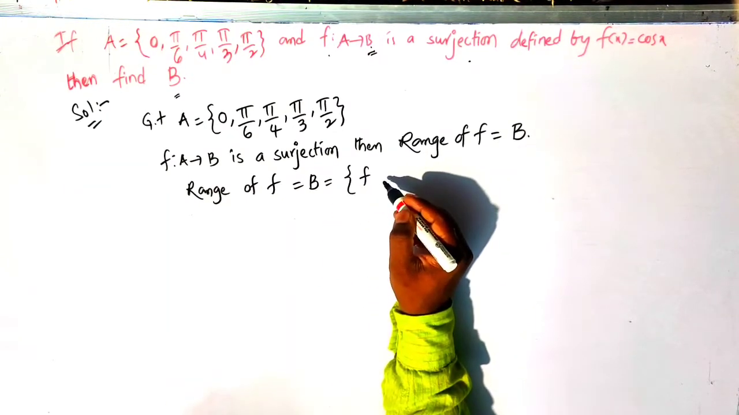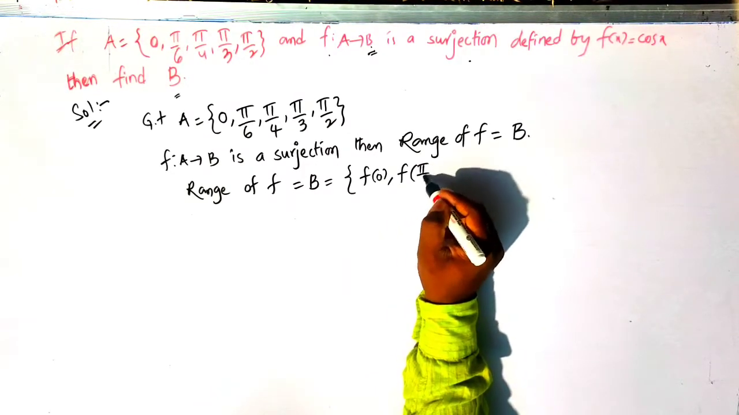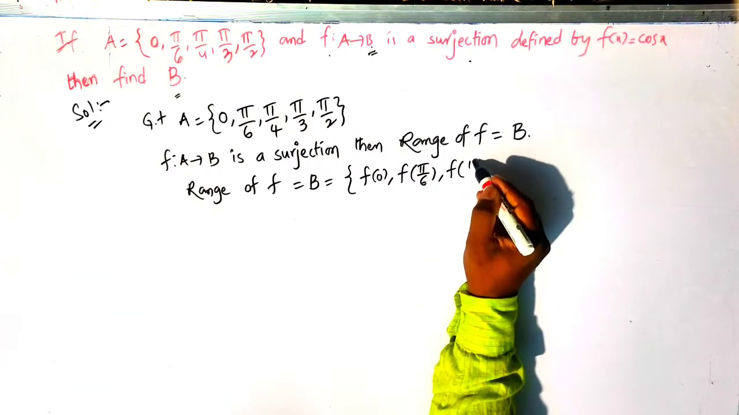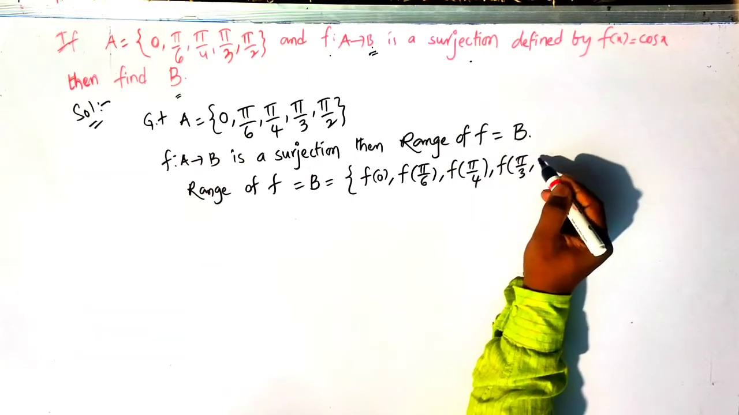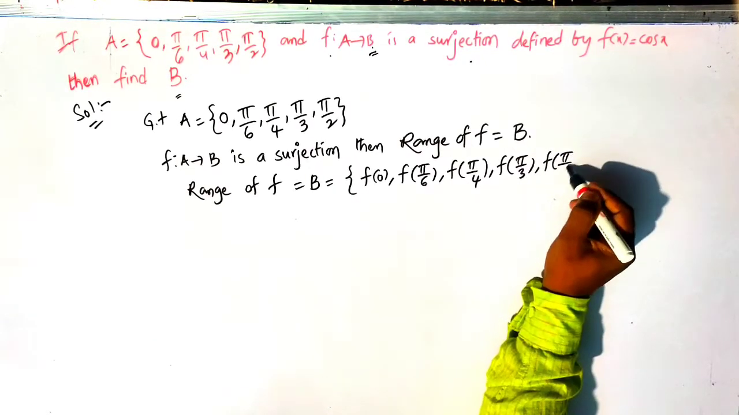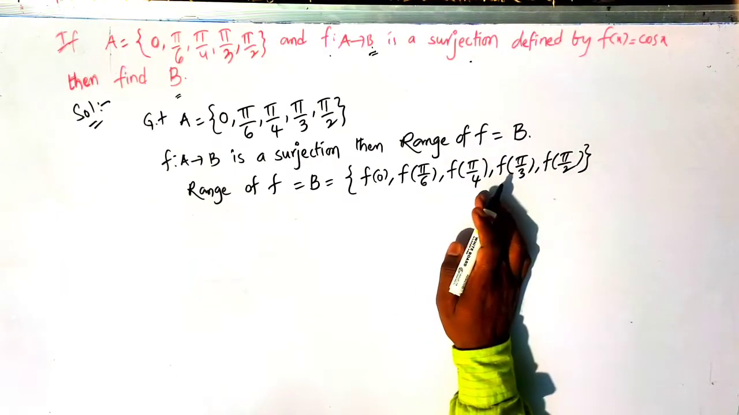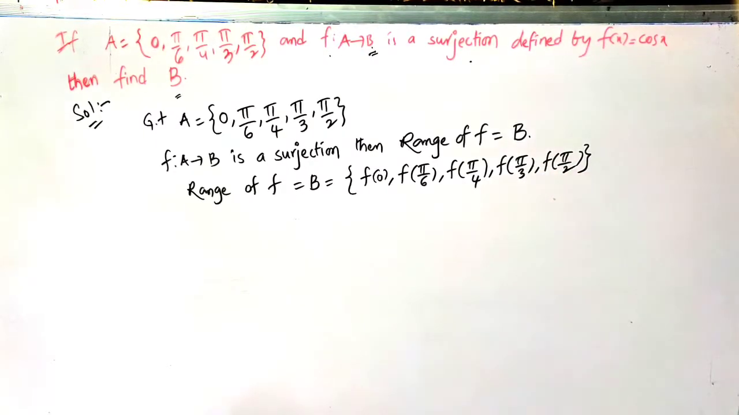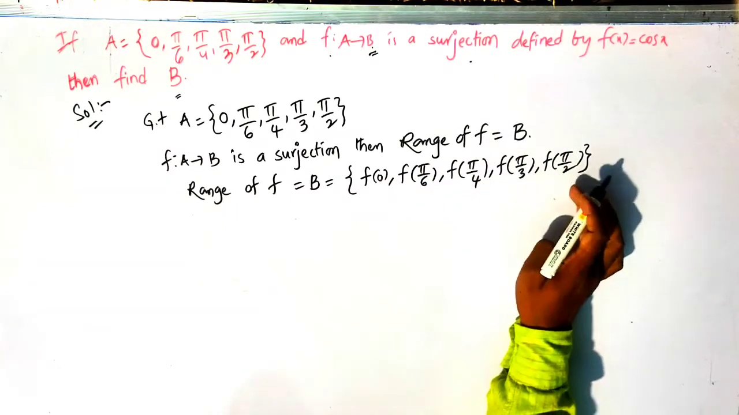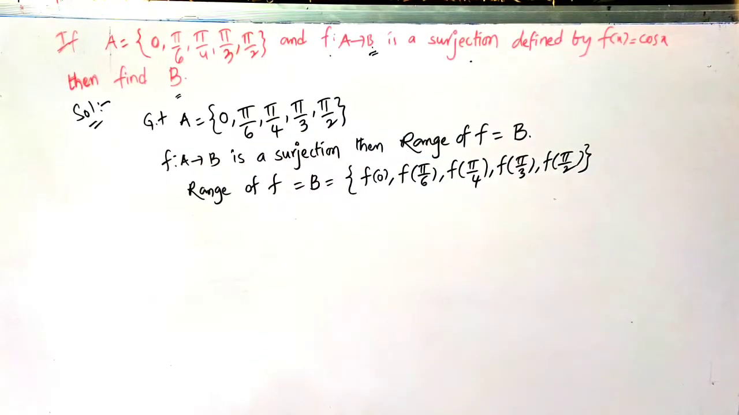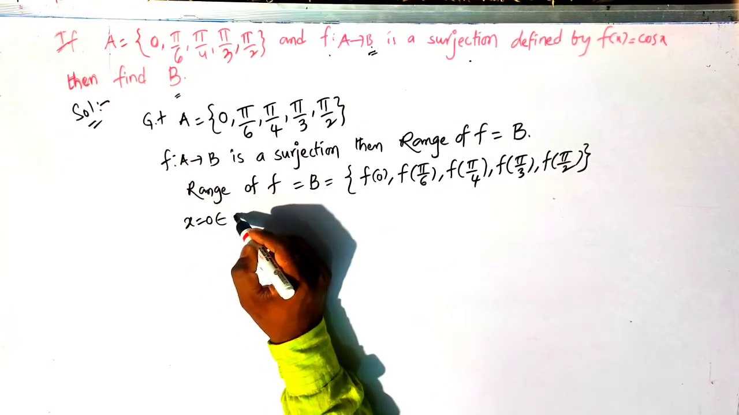That means here the f images are f of 0, f of pi by 6, f of pi by 4, f of pi by 3, f of pi by 2. Clear. Now we find f of 0, f of pi by 6, f of pi by 4, f of pi by 3, f of pi by 2. So these are inputs: 0, pi by 6, pi by 4, pi by 3, pi by 2 belong to the domain. Now x equals 0 belongs to A.